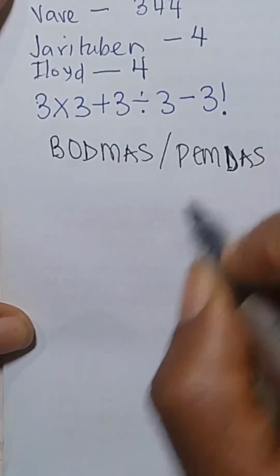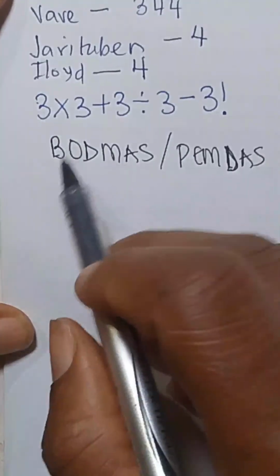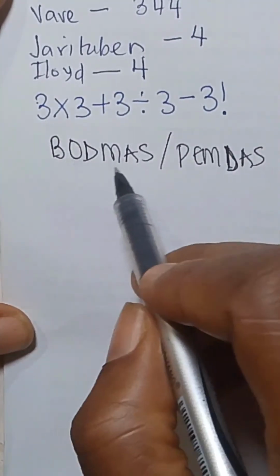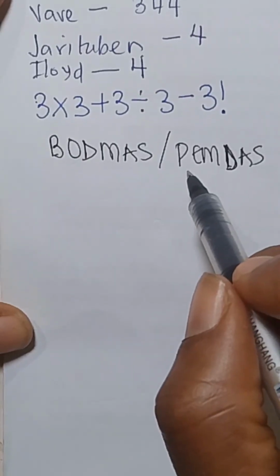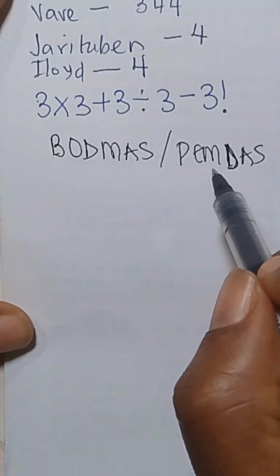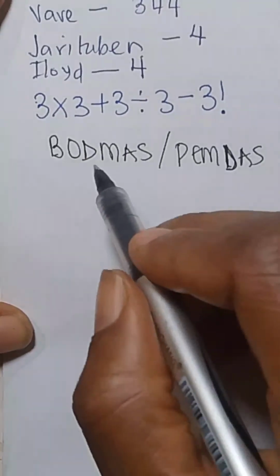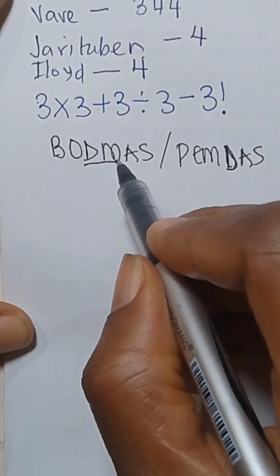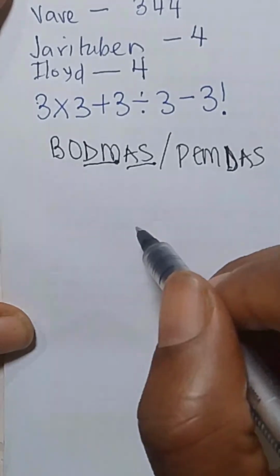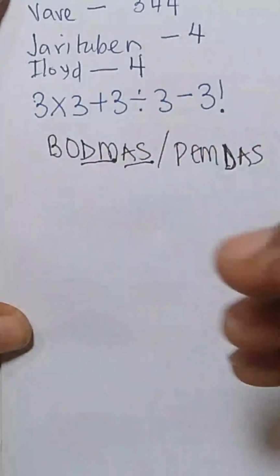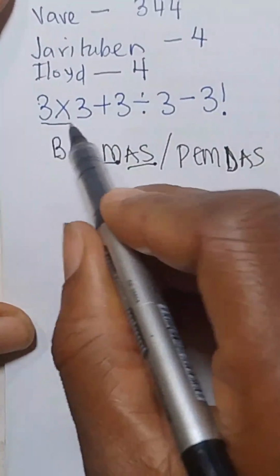PEMDAS. I've explained this before. This is brackets, order, division, multiplication, addition, subtraction. PEMDAS: parentheses, exponents, multiplication, division, addition, and subtraction. And I told you that these two are on the same level. You apply the one that comes first from left to right. And these are on the same level. You apply the one that comes first from left to right. So here multiplication came first.